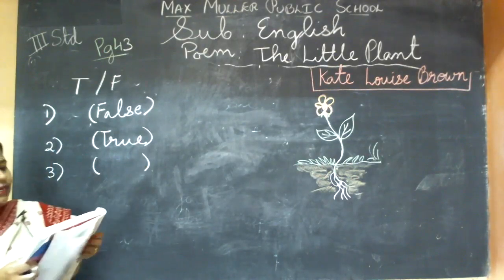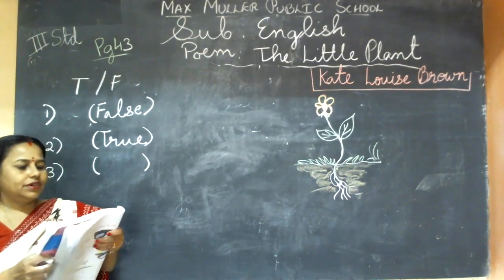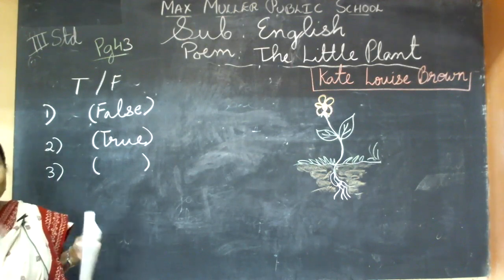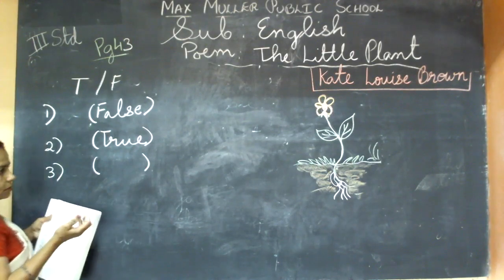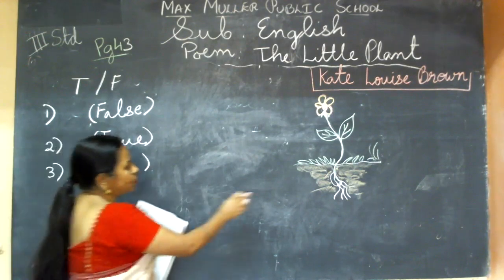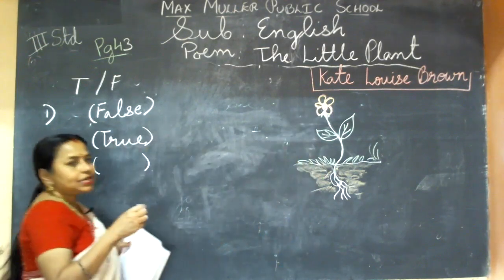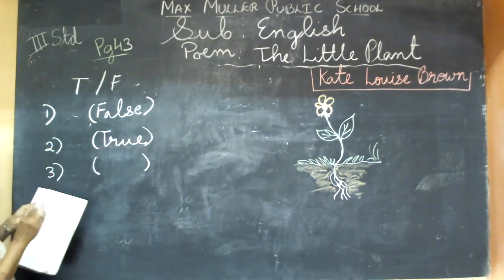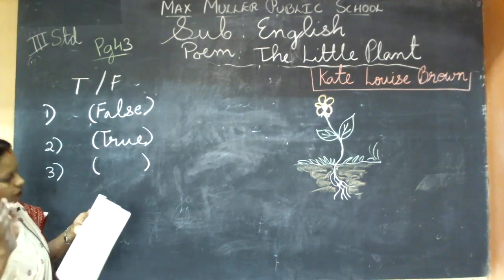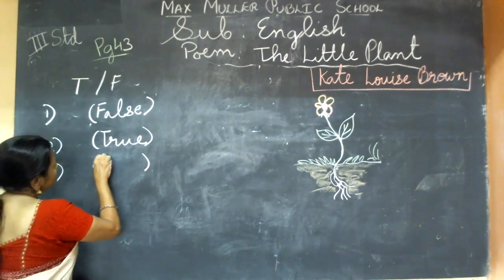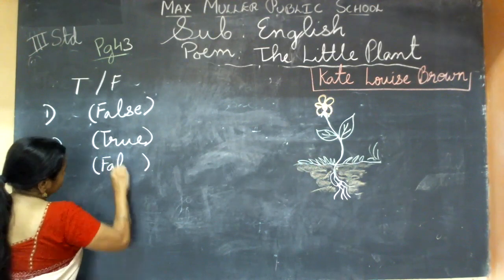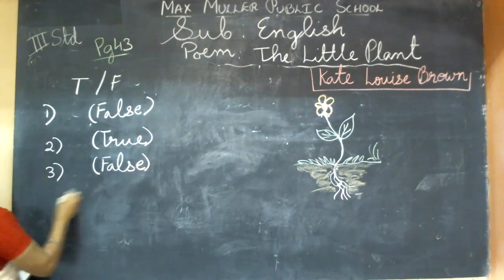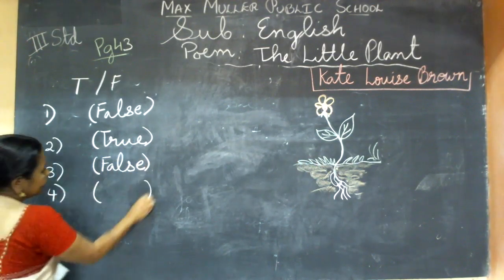The little seed does not want to wake up. No, it is sleeping, but it woke up. You see, it wanted to get up. That's why this beautiful plant came out from the seed, no? So that is wrong. The little seed does not want to wake up. No, it wanted to get up. So write false. The sentence is wrong. Write false directly in the textbook.